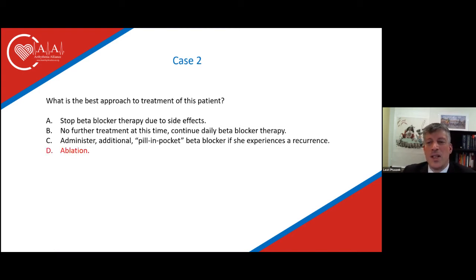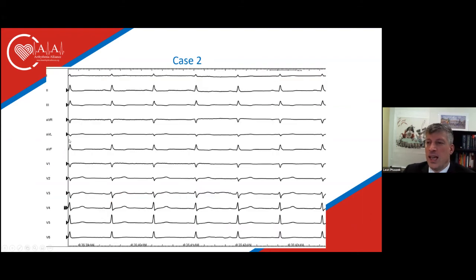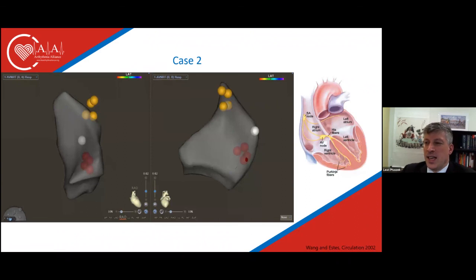And in this case, after a detailed discussion of all these options, the patient and the clinician opted to proceed with the ablation, but know that this decision was the result of shared decision-making after consideration of all these possible options. And this is just an electrogram taken of the patient in her fast heart rhythm. And during her EP study, it was found that she had an AV nodal reentrant tachycardia.